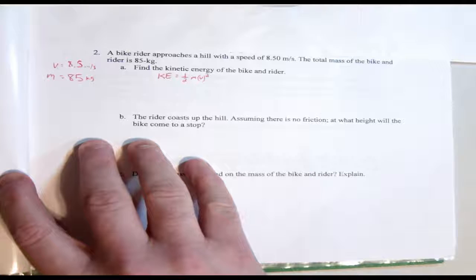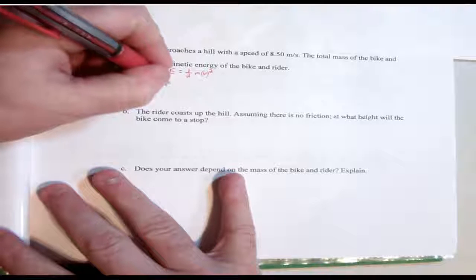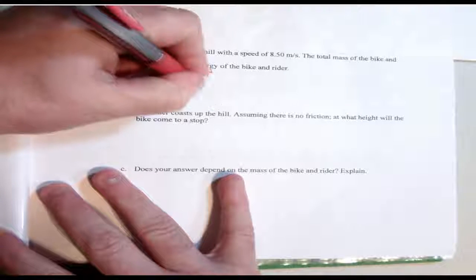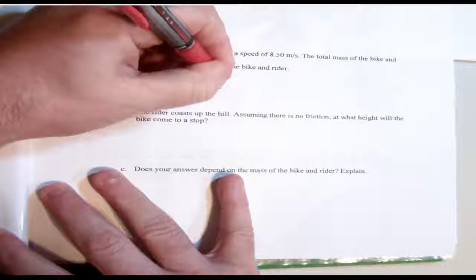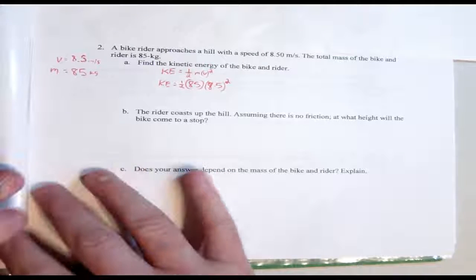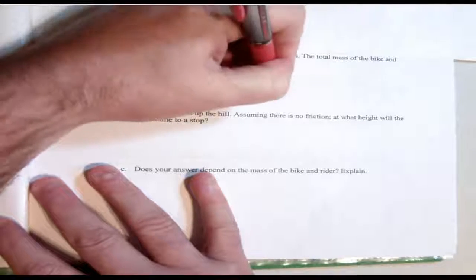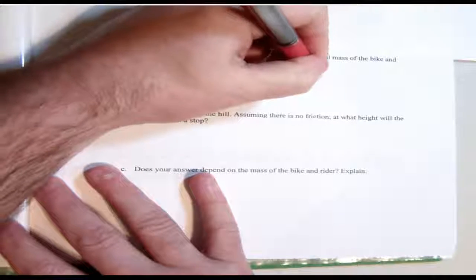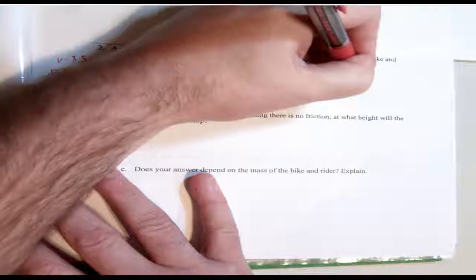Okay, so next thing we're going to do is plug everything in. So we're going to write kinetic energy equals 1/2. The mass is 85. Parentheses. The velocity is 8.5. And then squared. Right? So 1/2 times 85 times 8.5 squared. So punch that in the calculator and you should get kinetic energy equals 3070.63 joules, something like that.